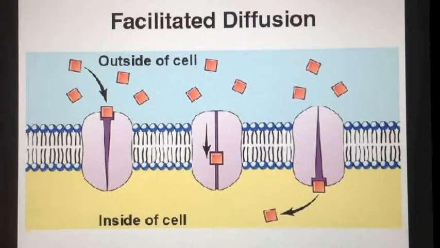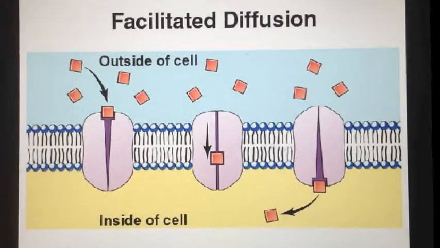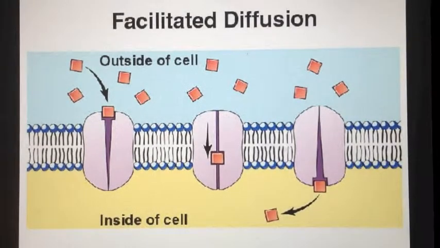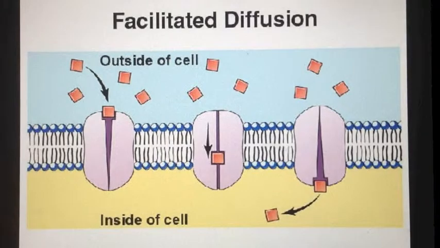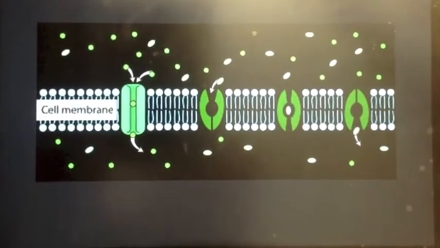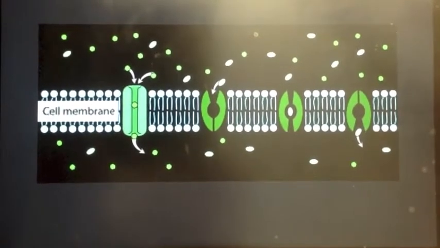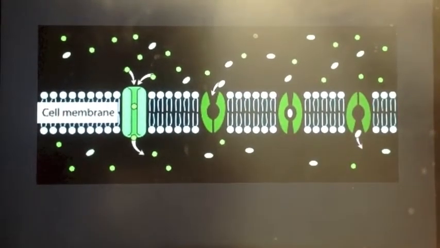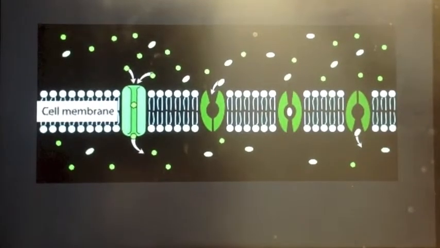Facilitated diffusion is passive transport that uses integral membrane proteins to help larger charged hydrophilic and polar molecules cross the concentration gradient. Transportation proteins are proteins that span the entire membrane and allow certain molecules or ions to diffuse across the membrane. There are three types.